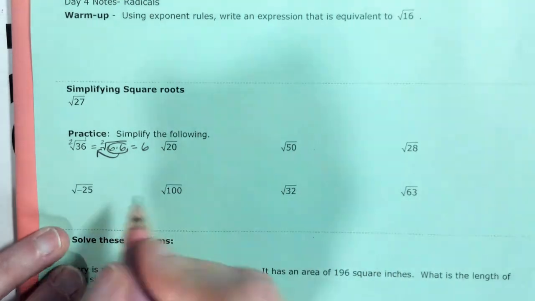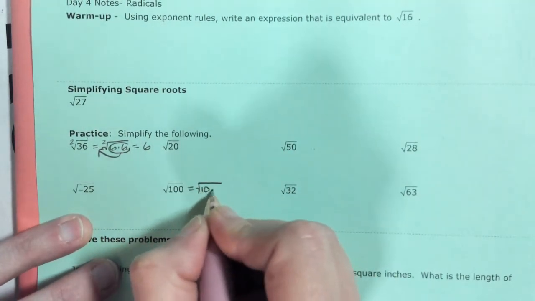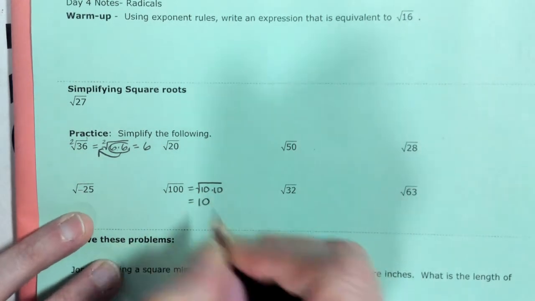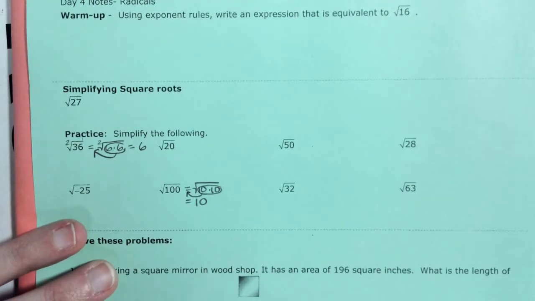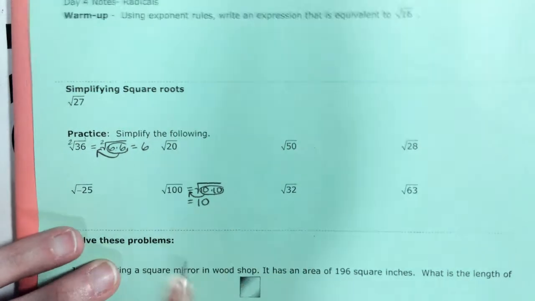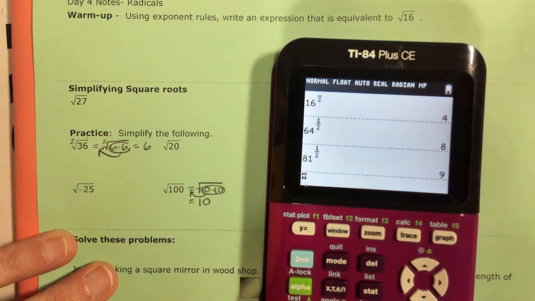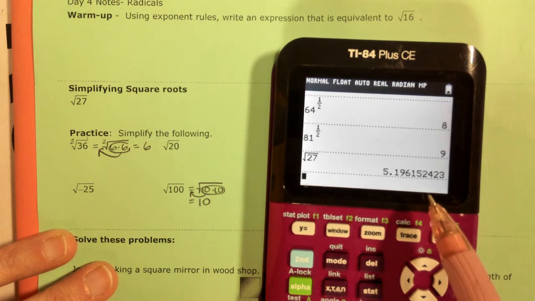That one's easy. Just like this one here, 100. The square root of 100 is the same thing as the square root of 10 times 10, which is 10, because I can take those two 10s, move them outside the radical sign, and they're worth 10. Now, those are easy, but then it gets a little harder when you see something like this. If I were to put the square root of 27 in my calculator, I get this kind of craziness. That's not going to help me.